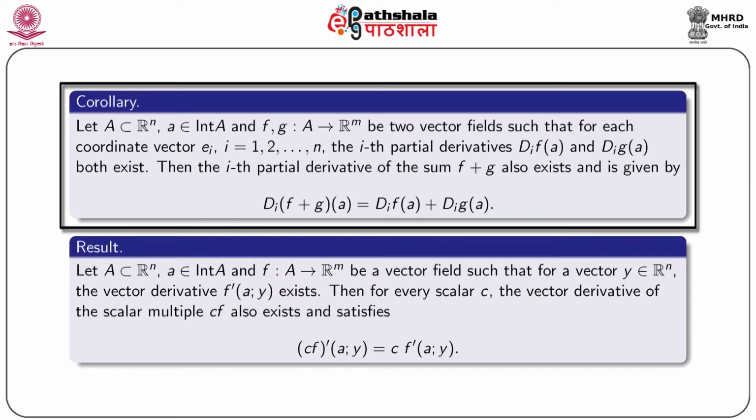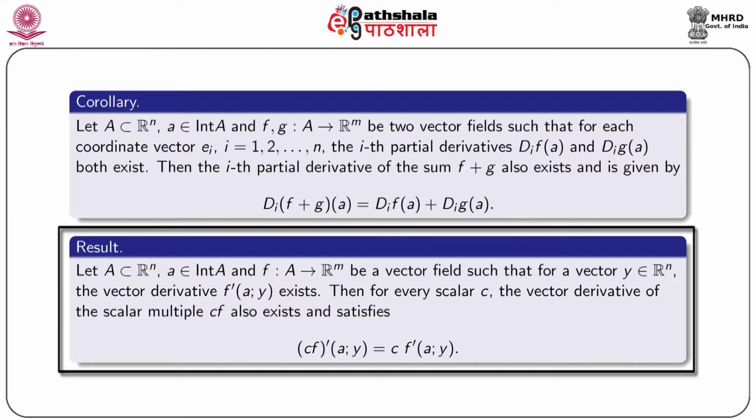Now corollary. Let A be a subset of Rn, a an interior point of the set A, and F, G vector fields defined on the set A with codomain Rm. Now F and G are such that for each coordinate vector ei, the ith partial derivatives dif at a and dig at a both exist. Then the ith partial derivative of the sum f plus g also exists and is given by di f plus g at a equals di f a plus di g a.